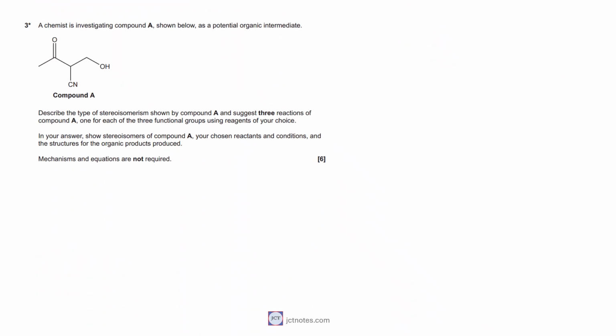In question 3, we are given the structure of an organic intermediate, called compound A. We are asked to describe the type of stereoisomerism shown in the compound and suggest 3 reactions of compound A, one for each of the 3 functional groups using reagents of our choice. In our answer, we need to show stereoisomers of compound A, our chosen reactants and conditions, and the structures for the organic products produced. Mechanisms and equations are not required.